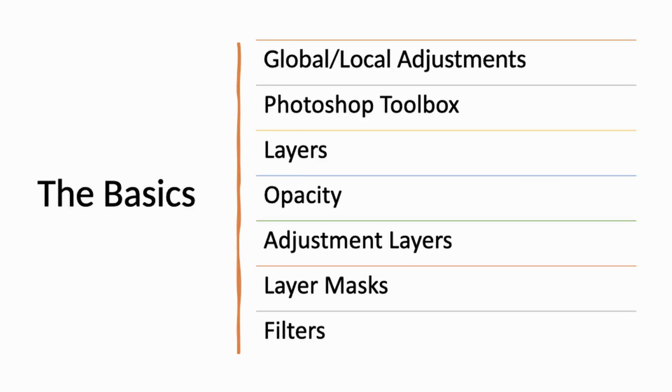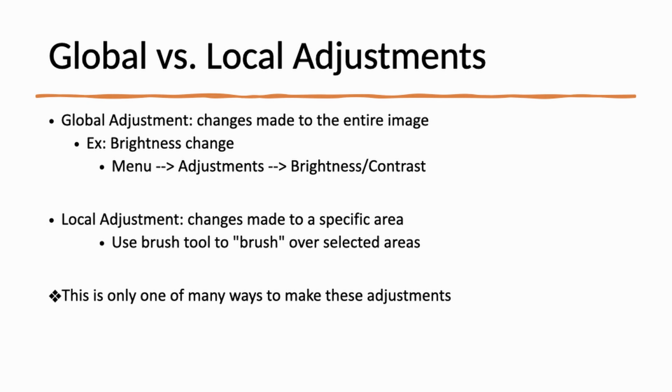If you learn the basics of these functions, you will have a good idea of how to use Photoshop. Global and local adjustments, the toolbox, layers, opacity, adjustment layers, layer masks, and filters are a good amount of the features you will consistently use. They are a lot to learn on their own, but are essential to mastering Photoshop. For the sake of time, I'll only go over a few of what these features are and what they do. Starting with global and local adjustments, this determines what parts of the image you are editing.